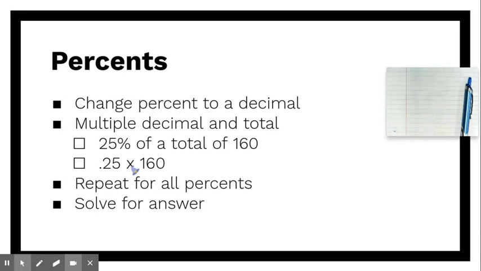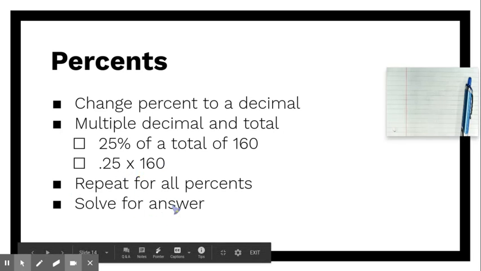So remember, when you want to change a percent to a decimal, we go from where the decimal is at the very end, we find that decimal and we move it over 2 spots. So this 25% becomes 0.25. Okay, so we're going to multiply our decimal into the total. So if I have 25% of a total of 160, I'm going to change that to a decimal, 0.25, and then multiply by 160. And however many percentages we have in there, we need to repeat that step, multiply, and then solve for whatever we're solving for.